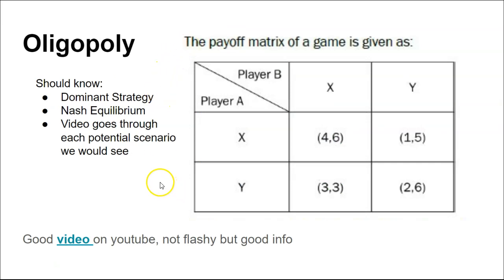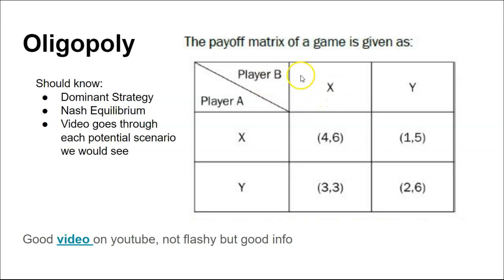Oligopolies. Okay, so this is where you compare, you have the dominant strategy, sometimes you get the Nash equilibrium, and I do recommend you watch this video. It really does go through all the different scenarios, but this is where you do kind of the big game of what if. Okay, what if all players know all the information and they choose independently? Would player A choose point X or point Y? What they do is they compare what player B would do.